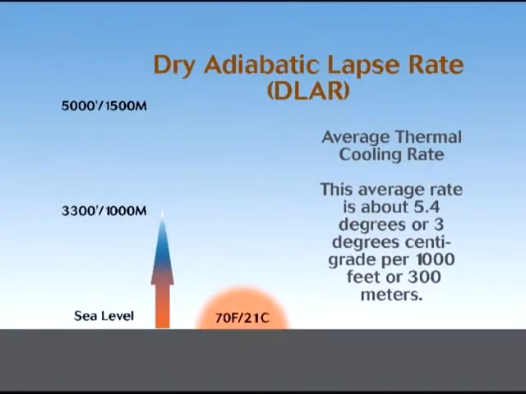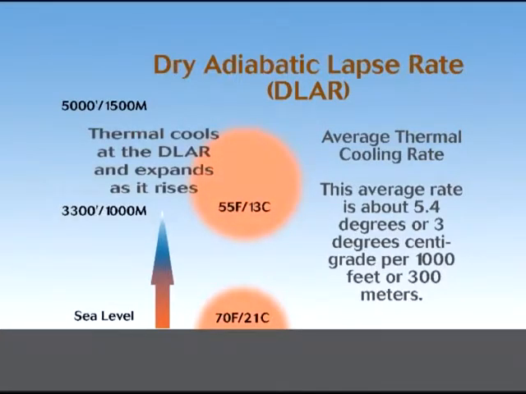In a given parcel of thermal air rising, the lapse rate, or rate the air in the thermal cools, is about 5.4 degrees per thousand feet. This cooling rate is called the dry adiabatic lapse rate. As well as cooling as it rises, the thermal also expands due to decreased atmospheric pressure.